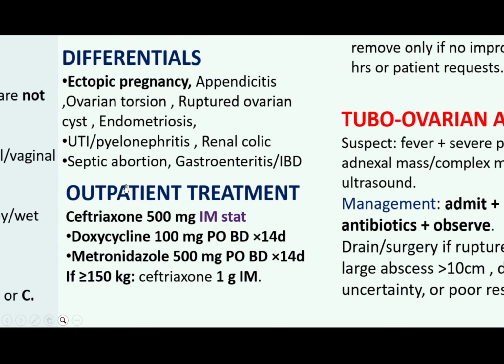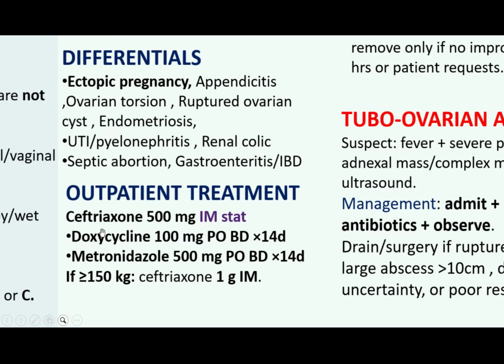So when you look at the treatment, we have the outpatient treatment, and this is the most common when you have no complications, the patient is stable, and the condition is mild. So you can use ceftriaxone 500 milligrams IM, and it's going to be a single dose. You give them this single dose injection, and then they go home with doxycycline. And it's important to know that it's an intramuscular injection, not IV.